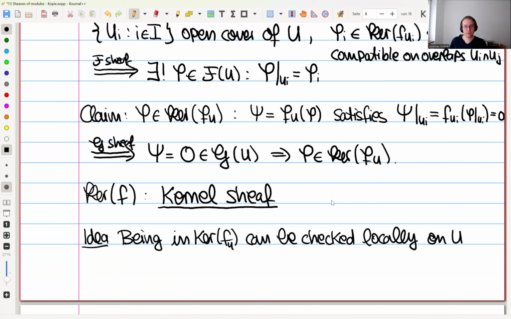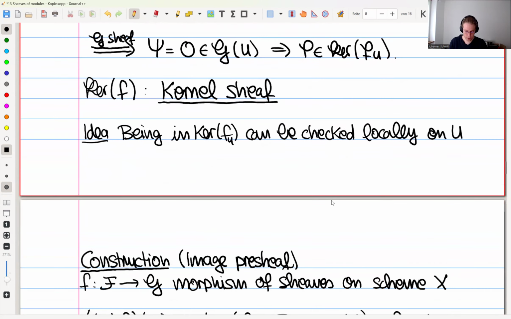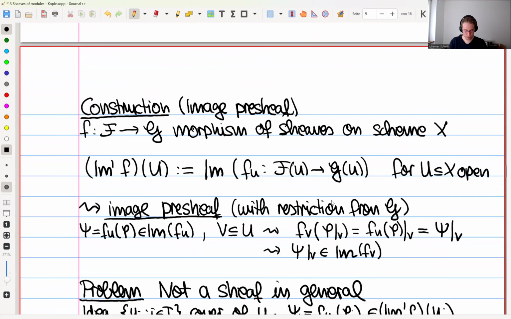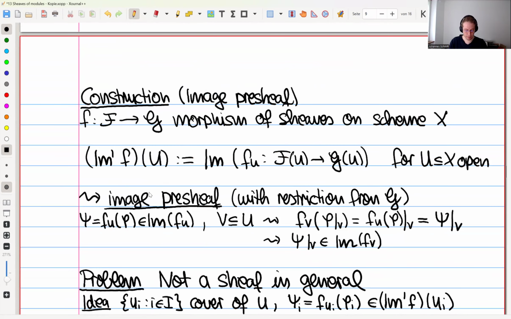Now, this worked out very well. So we hope that maybe for the image, it will work just the same, but unfortunately, this will not quite be true. But let's just go ahead and see what happens if we try to basically copy paste the definition from above. So again, you have f, this morphism, and then we define an image presheaf. We indicate this by denoting it by im prime of f. But the definition would just be as above.